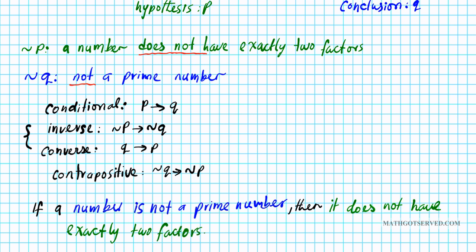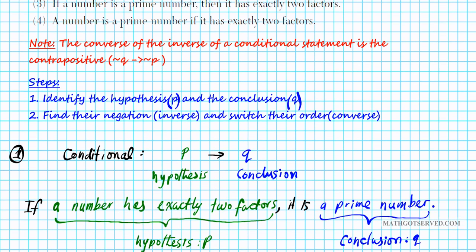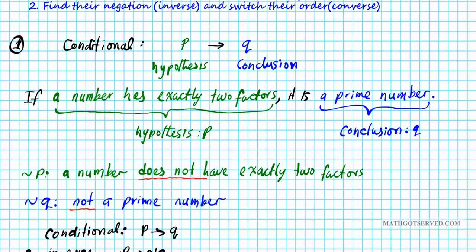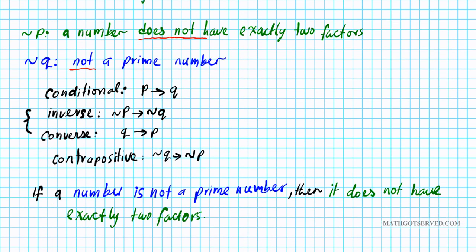So if you look at the options that we have, our answer is option number 2. If a number is not a prime number, then it does not have exactly two factors. Option 2. All right, so there goes a brief review on logic statements.